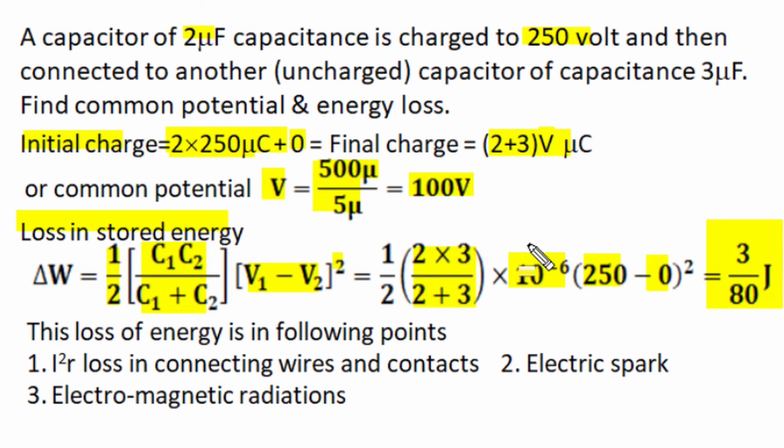In this charge redistribution the loss of energy takes place in the following three ways. One is I square R loss in the connecting wire and contacts of the capacitor, when charge redistribution is associated with flow of current in these connecting wires and contacts, and the resistance of those wires and contacts will have I square R loss. One important loss is the electric spark, which will take place when two capacitors of different voltage are initially connected together, and in the sparking process there is also emission of electromagnetic radiation, and that also has some associated energy loss.